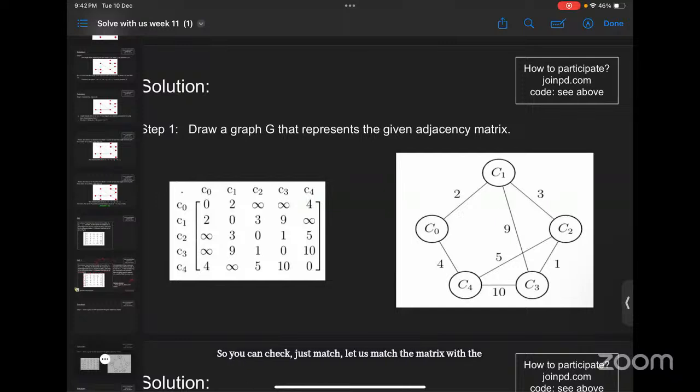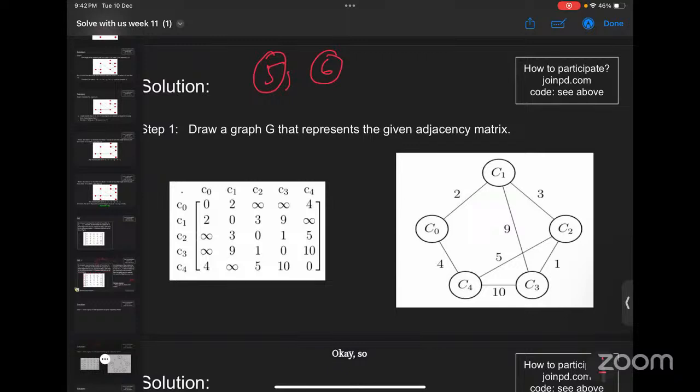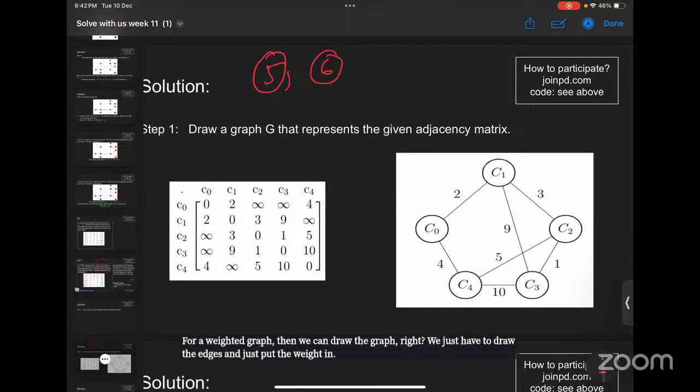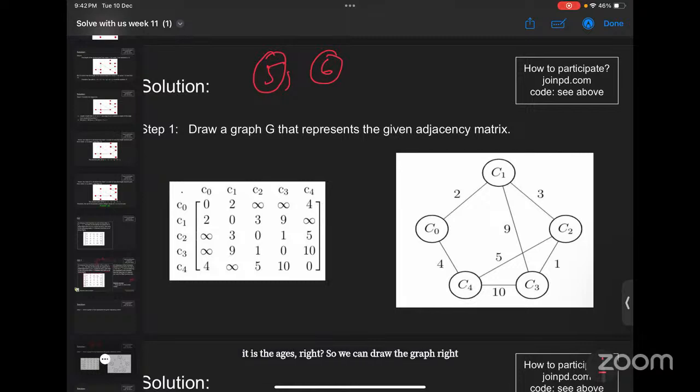Okay, so we have answer 5 and answer 6. This is the graph. I guess you don't have any doubt about the graph, right? If I have the adjacency matrix given for a weighted graph, then we can draw the graph. We just have to draw the edges and put the weights on the edges, right? So we can draw the graph.